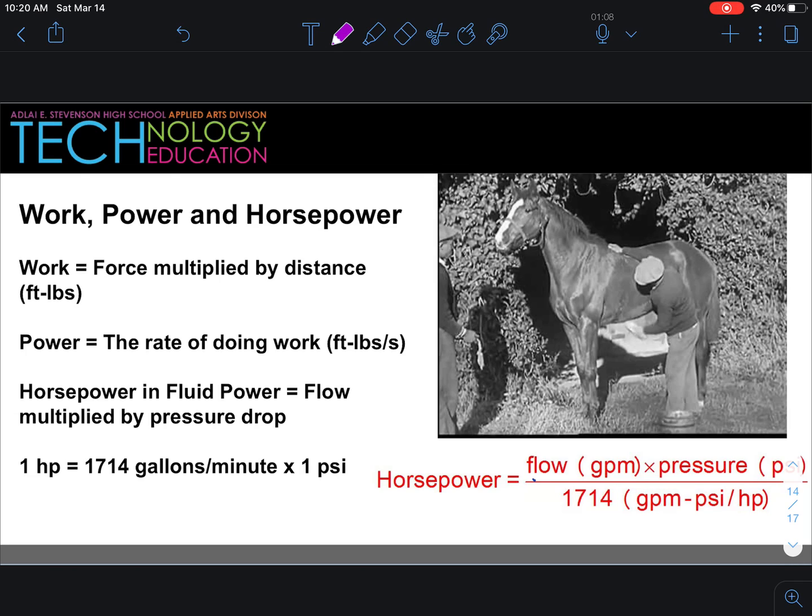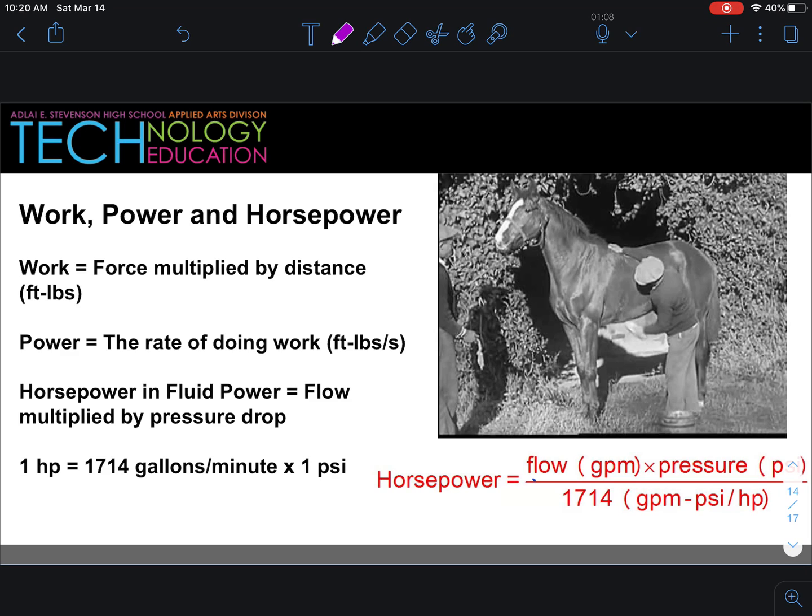Today we're going to be talking about work, power, and horsepower. So work is force multiplied by distance. So it's how much we're able to move an object. We've seen this before. Force multiplied by distance is also with moment calculations, and torque we have foot-pounds. Power is the rate at which we do work, so foot-pounds per second.